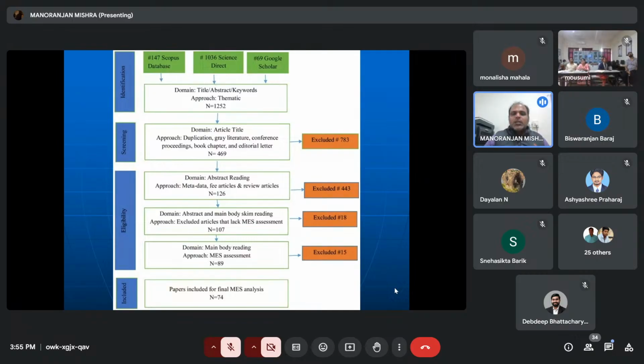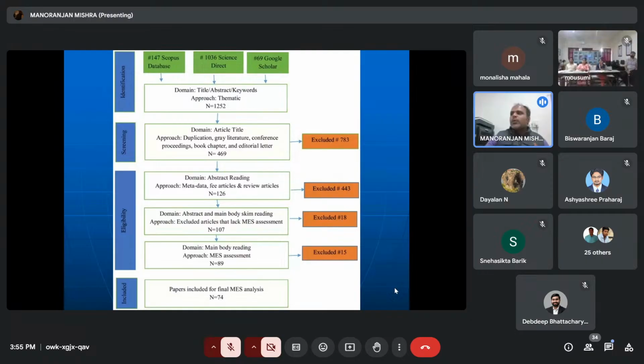So the total is 1258. Then the domain is article title only. The approach is removing duplication, gray literature, conference proceedings, book chapters; this is called screening. Then it reduced to 469. So excluded is 783. Okay, you can check here how the PRISMA process is being followed. PRISMA is basically a guideline, which primarily provides guidance for reporting systematic reviews or evaluating the effort.